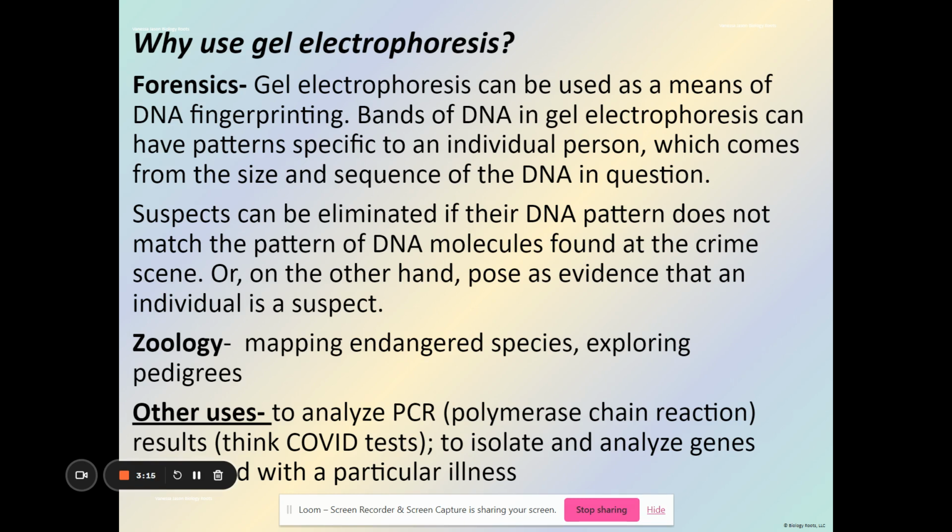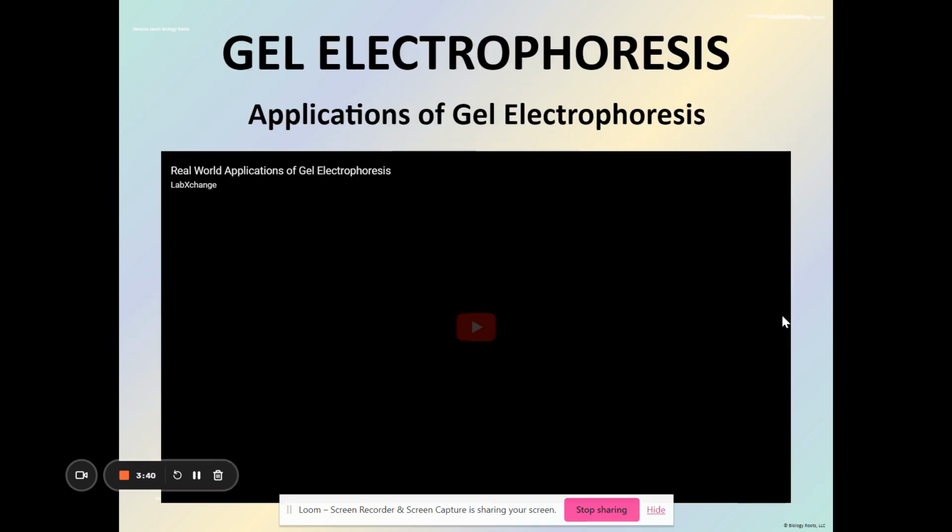Zoology, mapping out endangered species, so looking at their pedigree. Analyzing a PCR, a polymerase chain reaction, which, and we heard a lot about this with COVID testing, a PCR test. It's just a really quick way to make a gazillion copies of a target DNA so that you can analyze it and test it as much as you want to or need to.